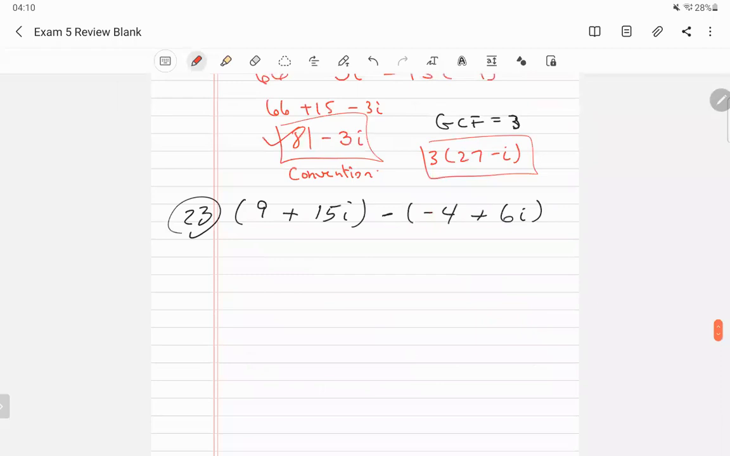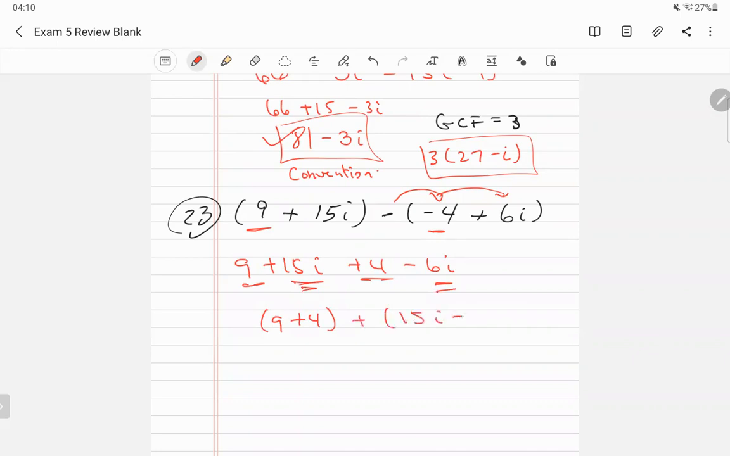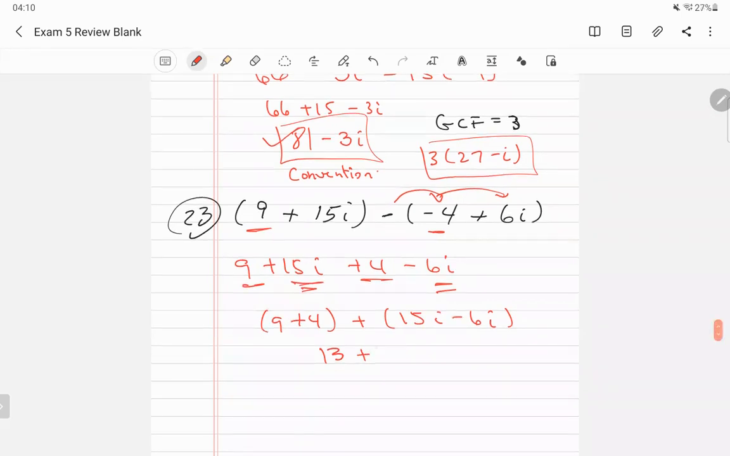Okay. And don't forget, we take the real part. We got to distribute. So 9 plus 15i plus 4 minus 6i. And then we take the real part together. So that's 9 plus 4 and the imaginary part together. So that's plus 15i minus 6i. So we get 13 plus 9i.